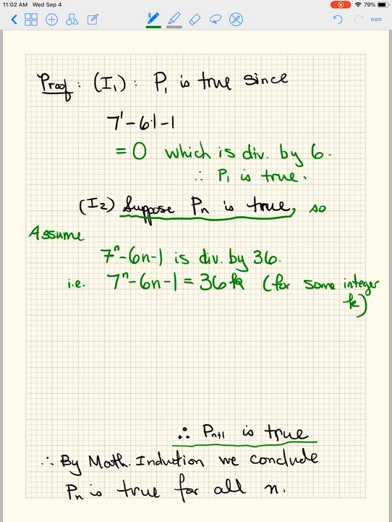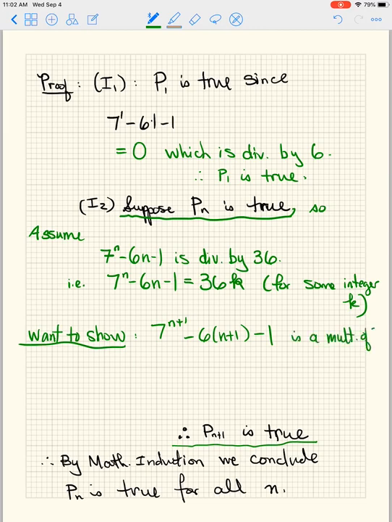And then that's going to be our assumption. Right? And now what do we want to show? Well, we want to show that 7 to the n plus 1 minus 6 times n plus 1 minus 1 is a multiple of 36.